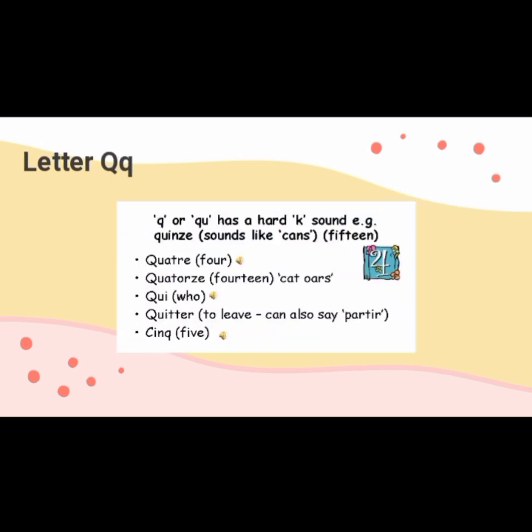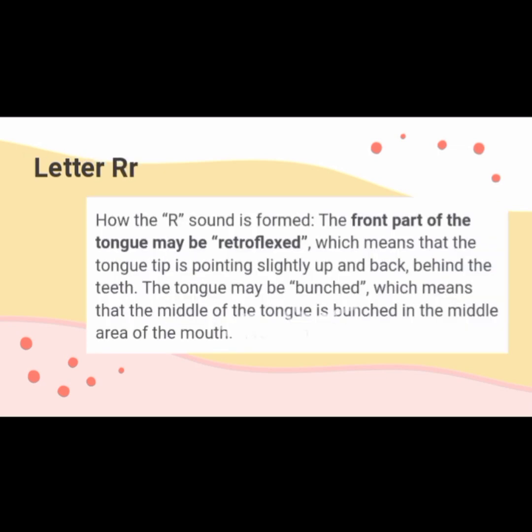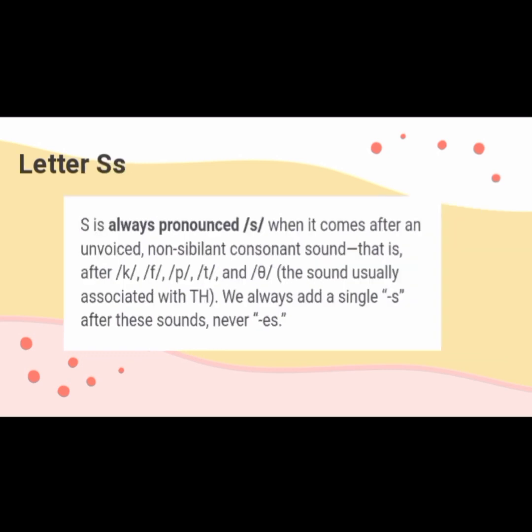Next is letter Q. Q has a hard K sound. For example, queens. For example, quarter. Next letter is letter R. In the R sound, the front part of the tongue may be retroflexed. For example, run.